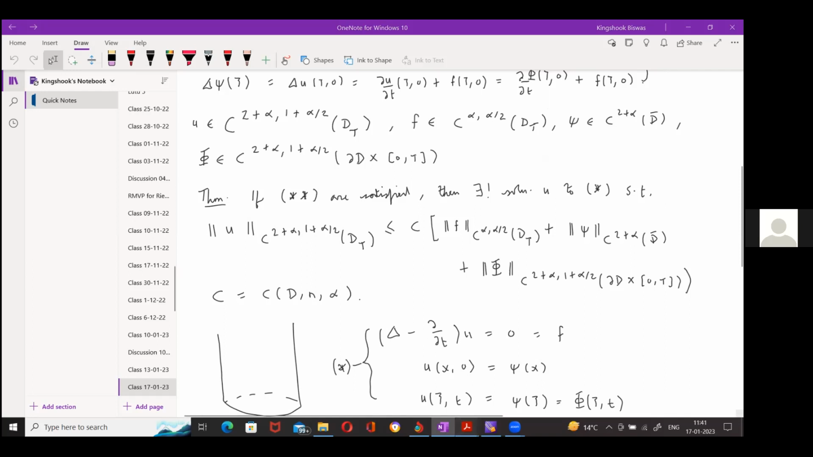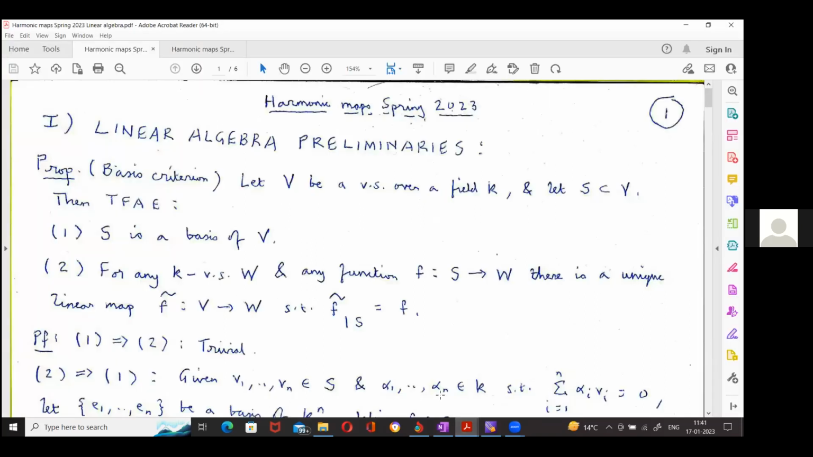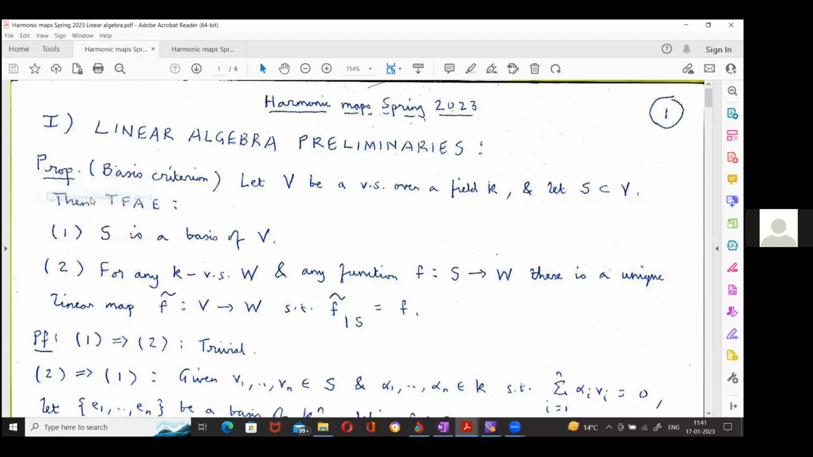Okay, so then let's now start from basics. I'm actually going to start with some linear algebra basics. All right, so let's start from the very basics. I'm going to be talking about tensor products, and we'll be using tensor products quite a lot in this course. So I just want to make sure we're all clear about tensor products.